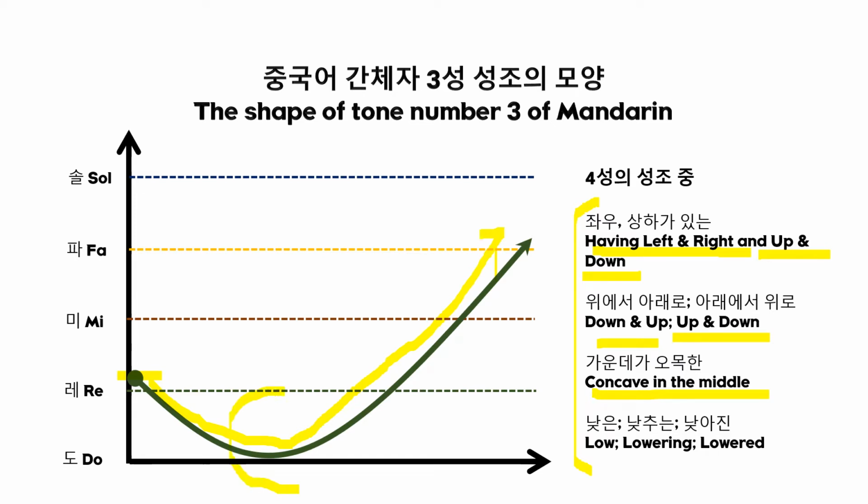Among the four tones in shapes, this is the only tone shape concave in the middle, and its sound is the lowest. It's low, lowering, and lowered from the start. Okay, so I have derived these four concepts from the shape of the tone number 3 of Mandarin.